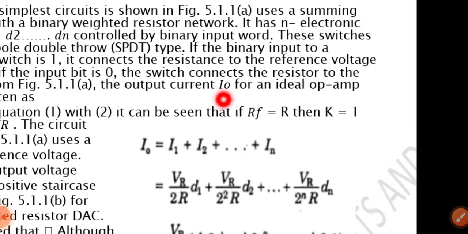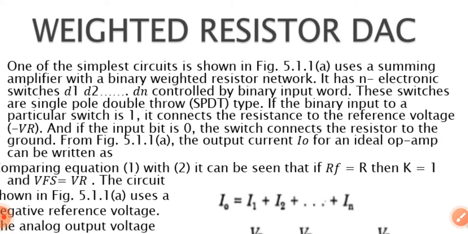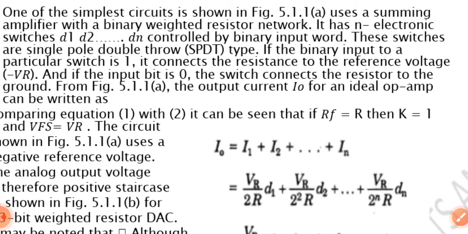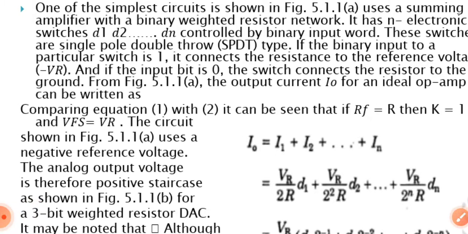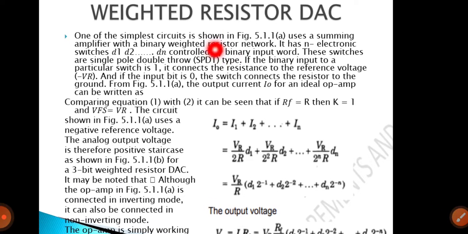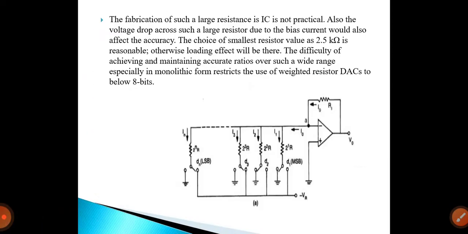Yes, next. One of the simplest circuits is shown in the figure. You have seen that. It uses a summing amplifier with binary weighted resistors, and n electronic switches D1, D2 and Dn controlled by the binary input word. These switches are single pole double throw. If the binary input to a particular switch is 1, it connects the resistance to the reference voltage minus VR. Here it is, minus VR.